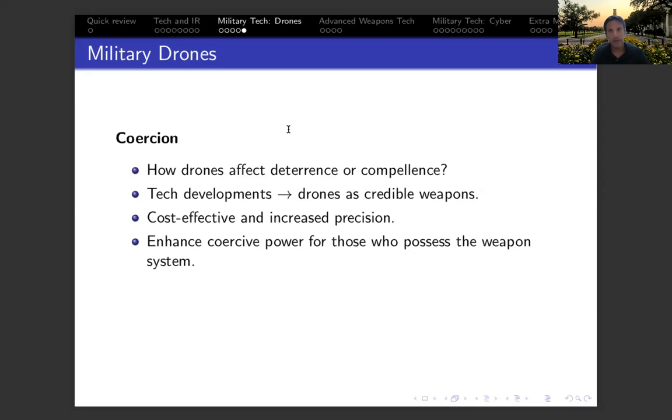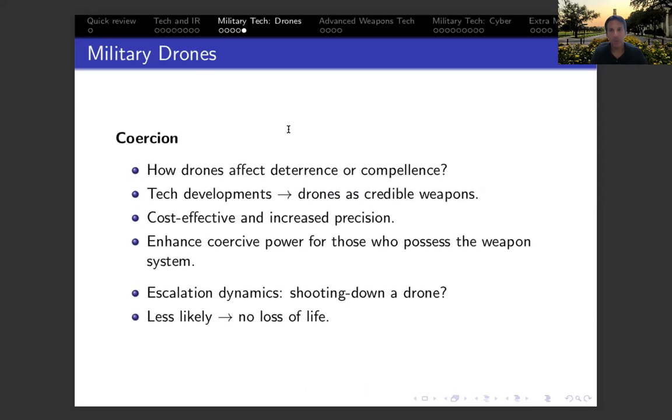The focus in this case is on how this technology serves to make more compelling or more credible types of weapons. So drones serve as a tool that enables the country to send a more credible signal. They have the advantages of being cost effective, they're highly accurate, so that amplifies the coercive power of those states that have access and possess this weapon system. That's one way to integrate that technology into the literature or to the theories that we already have about military coercion.